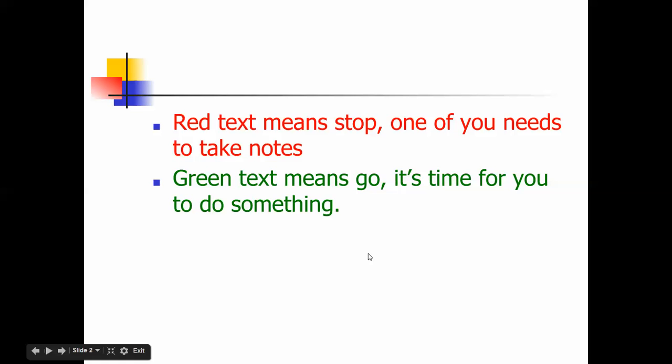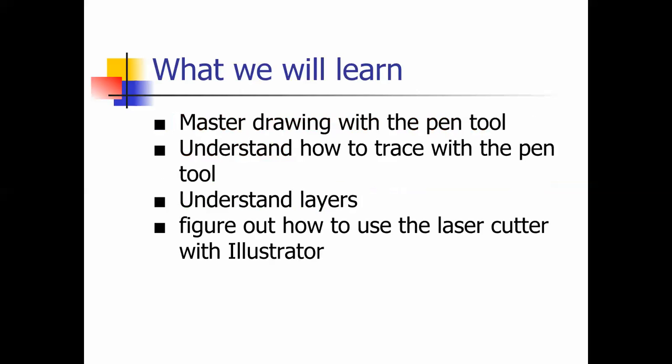Make something, cut it out on the laser cutter. Red text means stop. You need to take notes. Green text means go, do what it says. Black text means learn something new. Here's what we're going to try to do: master drawing with the pen tool. Understand how to trace with the pen tool. We're going to understand layers, and we're going to figure out how to use a laser cutter with Illustrator. Those are the goals of this assignment.